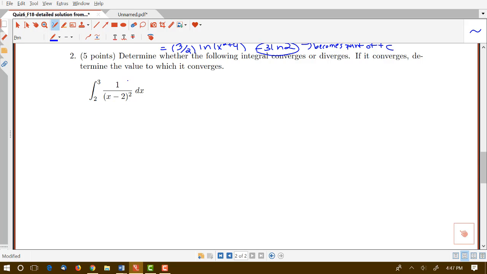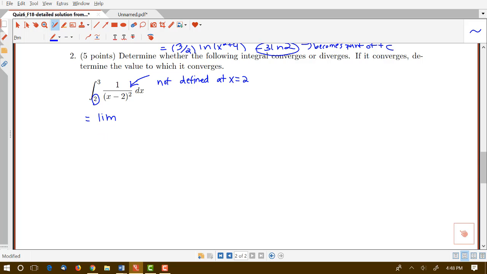Notice in this first problem, I have the integral from 2 to 3 of 1 over x minus 2 squared, and I notice that 1 over x minus 2 squared is not defined at x equals 2. We can't be dividing by 0 there. So this is the value that's making this integral improper. So I'm going to need to write this integral as a limit.